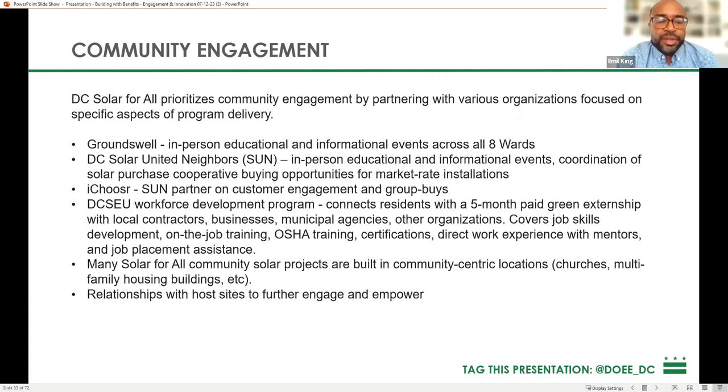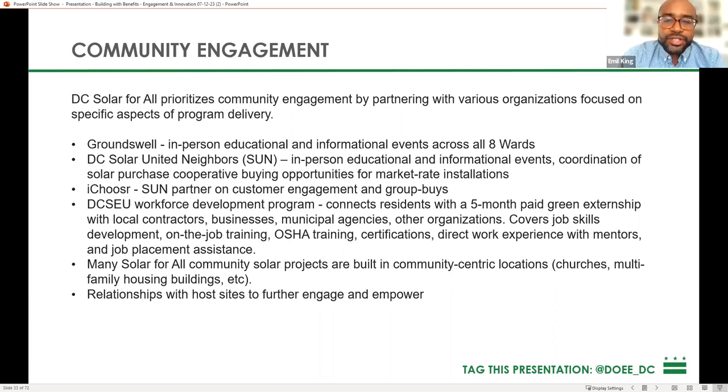So as far as community engagement, this is just a list of our primary partners. We have many, and you hear of a lot of these organizations all the time in this space, but Groundswell handles a lot of our engagement with the households as far as subscribers are concerned, and they manage the customer journey from sign up to understanding questions about billing, etc.